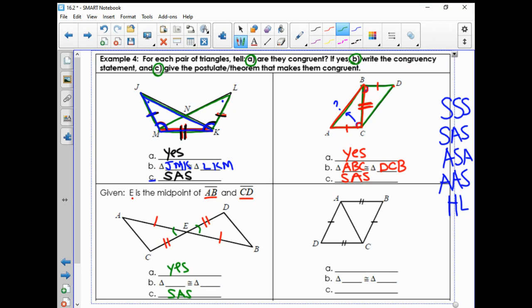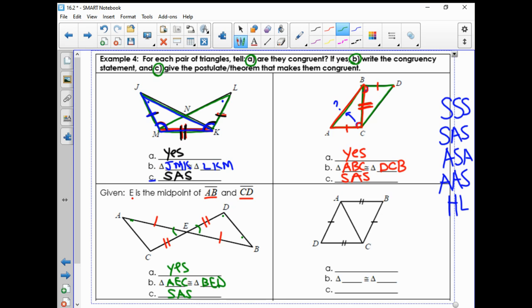I'm going to call it AEC. Notice A is the one that touches the 1, so that's going to correspond with B. E is going to be E, and C right here touches the 2, which is D, so B, E, D.